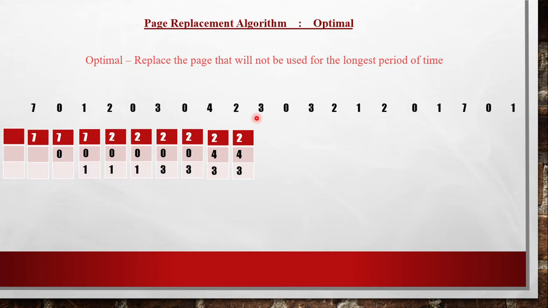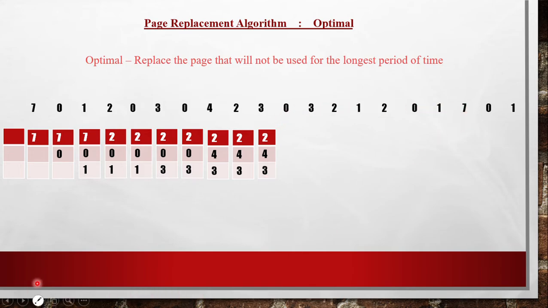Next referenced page is 3. 3 is also present, so this is a hit. When you reference 3, 3 is already present. So it is a hit, and we keep repeating the same value once again. Now next reference is coming for 0. Among 2, 4 and 3, one has to be replaced, which will not be used in the longer future.